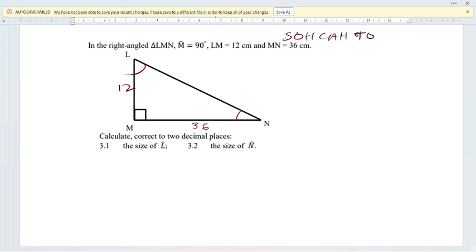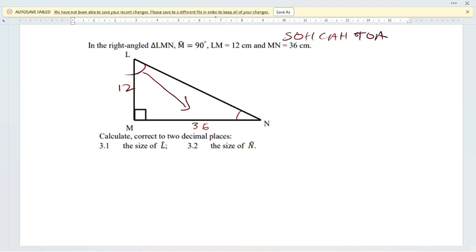Can you see the answers? You have the answers. The answer is the CAST diagram. Right? Level L. What is this one?